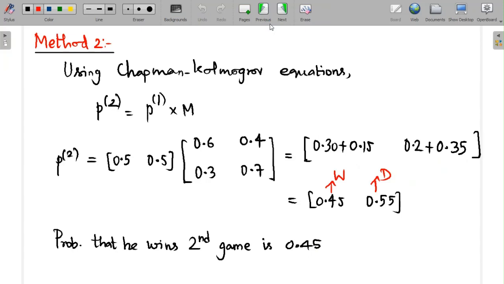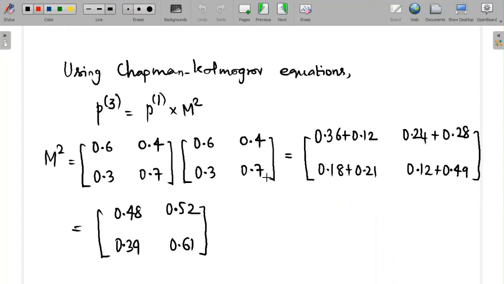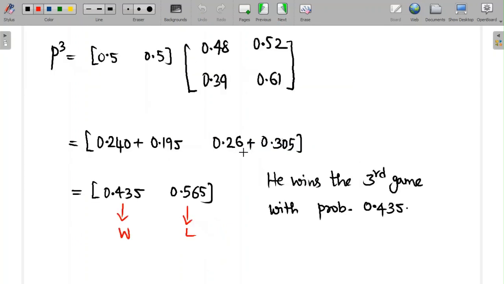For P2, you need P1. That's a direct answer, which we just did some time back. And for P3, you can arrive at the answer by squaring M. And we know what M is. Squaring of M results in this 2 by 2 matrix. And to find P3, we could directly multiply P1 and M squared, which also gets us the same answer, the probability being 0.435 for winning and 0.565 for losing. So this completes the problem, which says that he wins with a chance of 0.435 and loses with a chance of 0.565.